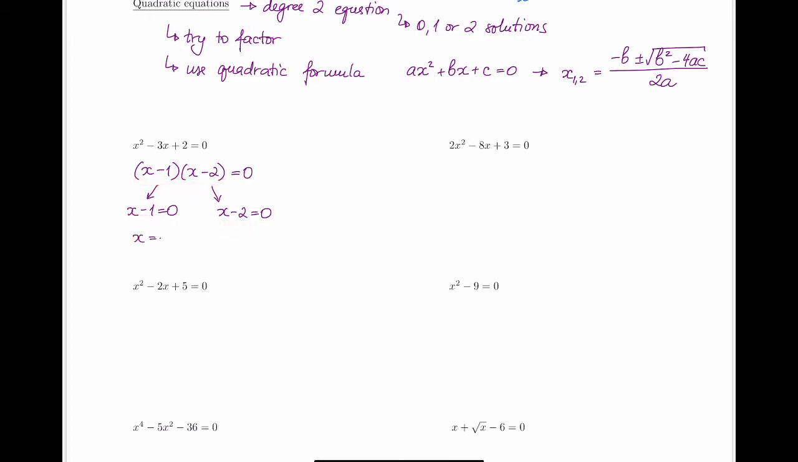So this will give me x equals 1, and this will give me x equals 2, which are the solutions to the original equation. Okay? This will always work with factoring this way. So as long as we can actually factor whatever equation we have, we will be able to fully find all of its solutions. Let's take a look at this quadratic here.